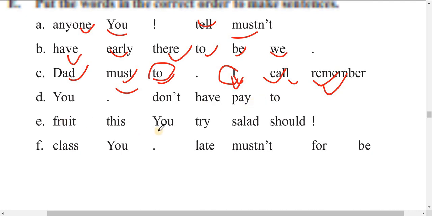Now, E. You should try this fruit salad. In this way, you should try this fruit salad. Now, class, late. You mustn't be late for class. So you mustn't be late for class.